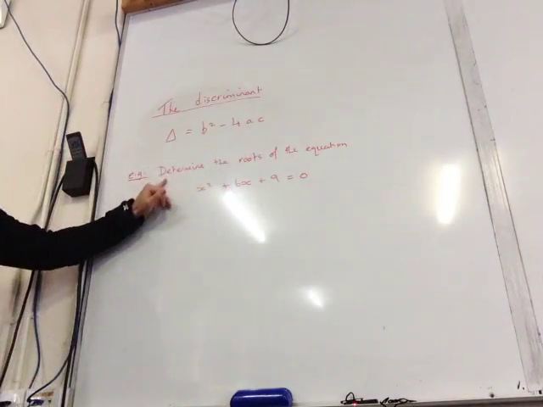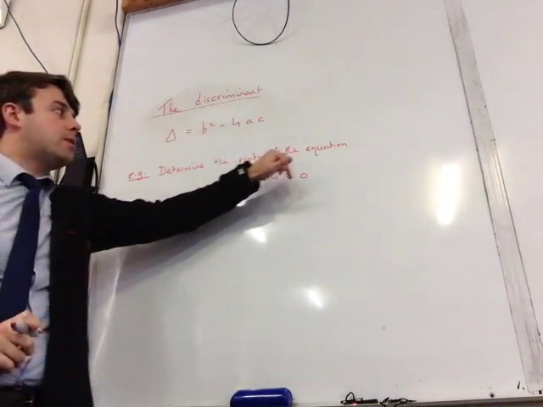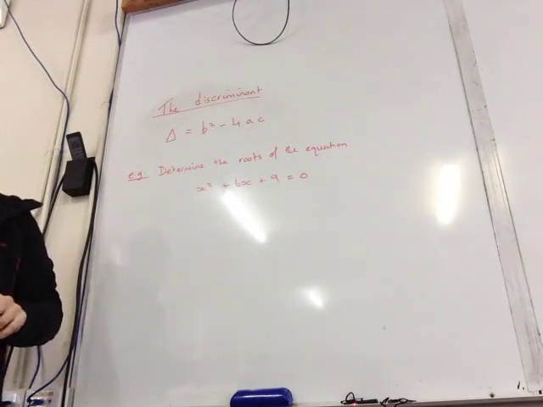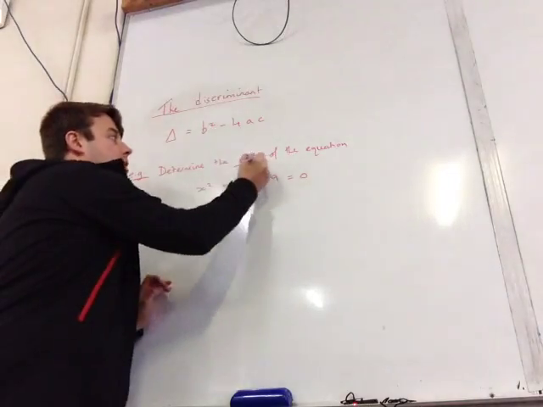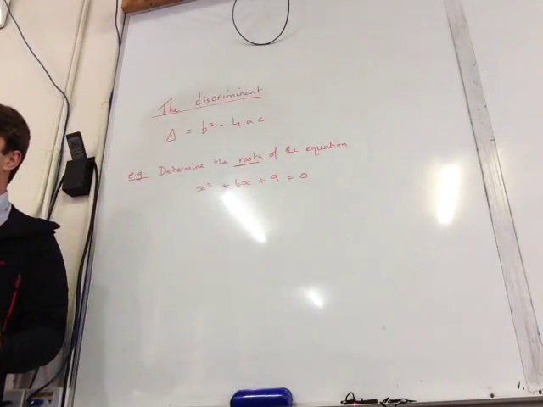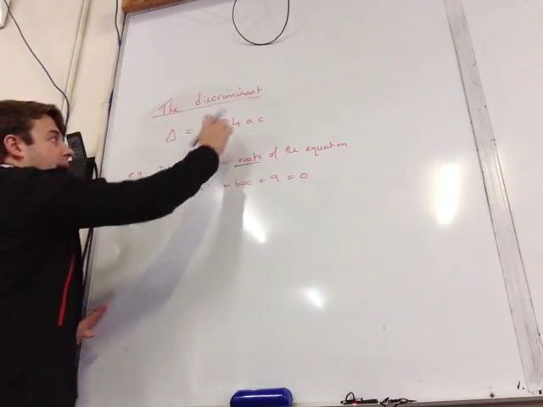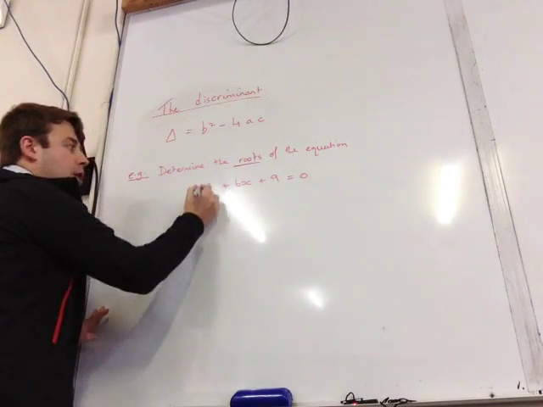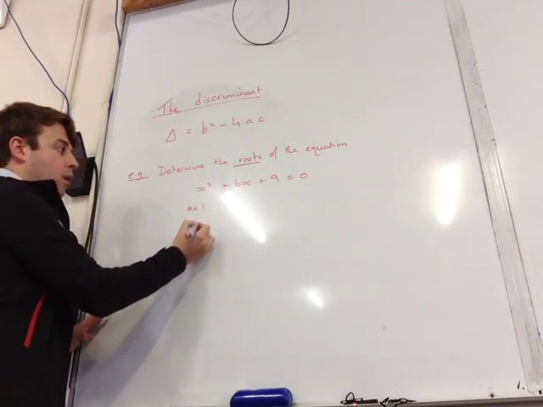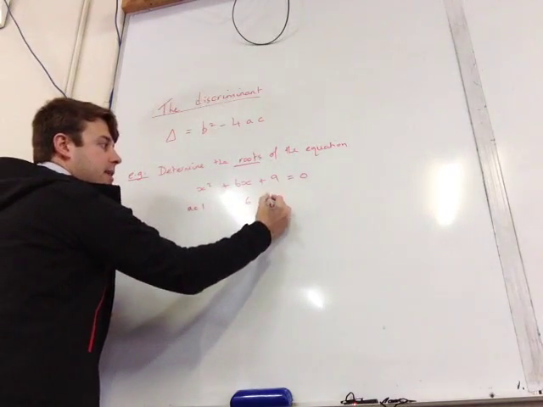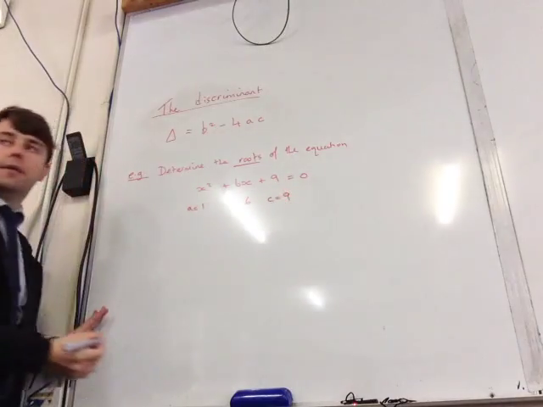Alright? So the question could be, determine the roots of the equation, and you're given an equation. So there's a key word to look out for. If it asks you to determine the roots, we are thinking about our discriminant. What we need to do is first of all identify a, b and c. A is the coefficient of x squared, which in this case is 1. B is the coefficient of x, which in this case is 6. And c is the constant, which in this case is 9.